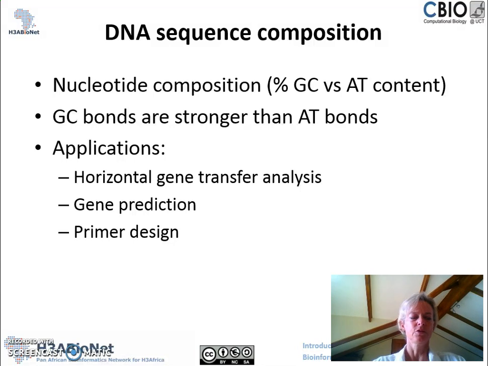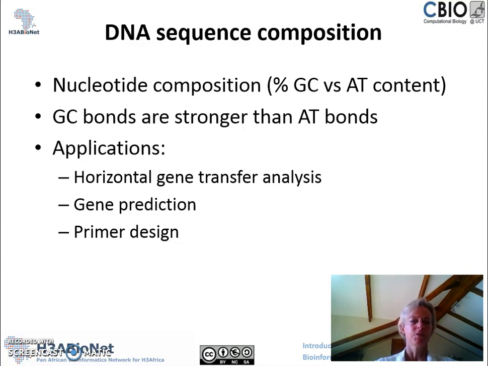So some of the things you could do with the sequence overall is look for the DNA composition. This would be the percentage GC content versus AT content. This is important because you have G bonding to C and A bonding to T, and GC bonds are stronger than AT bonds. So, for example, when you're doing primer design, the percentage of GC versus AT will determine the annealing temperature. So it's important to have two primers match in terms of their GC content.